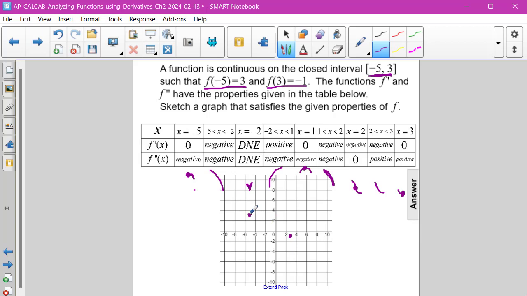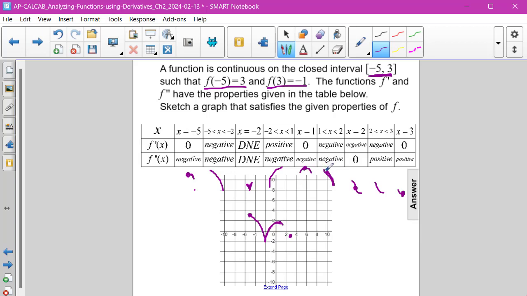So we're starting at -5, 3, and we're decreasing and concave down until we get to x equals -2. Okay, and then here we're going to start to increase and still have it be concave down. At x equals 1, we're going to have that horizontal tangent. So I'm going to plot a point right about here. That'll be my relative maximum that I do have in this continuous function on the closed interval.